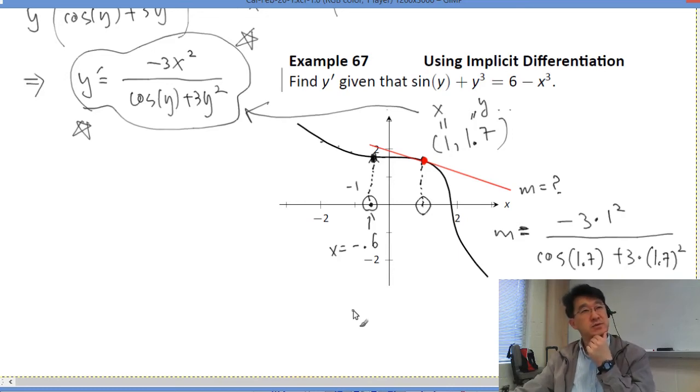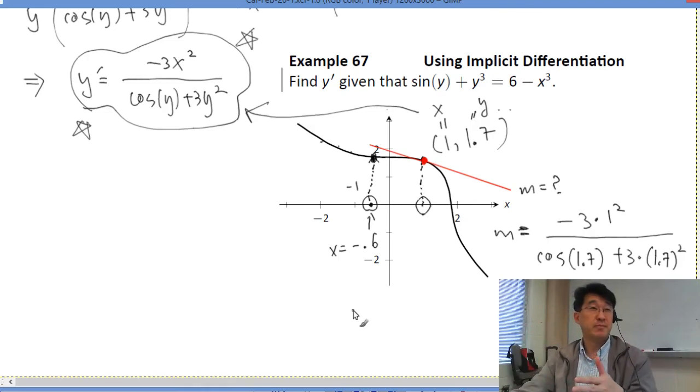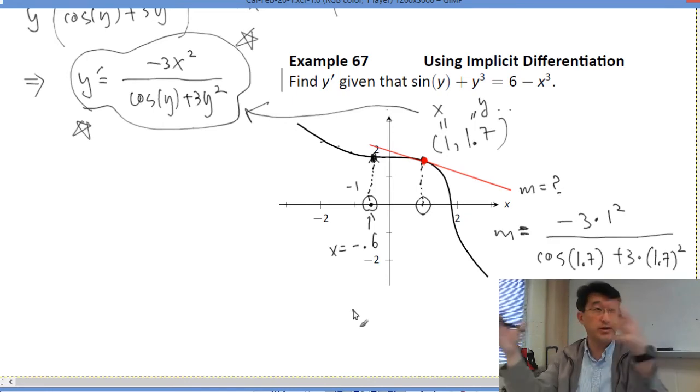Last question. Why did we calculate this? Why do we care about this derivative? Why do we find a slope? Someone answered that there's no explicit formula, right? What do we want? Approximation, right? How do you approximate? Linear or quadratic approximation. What is needed for linear and quadratic approximation?